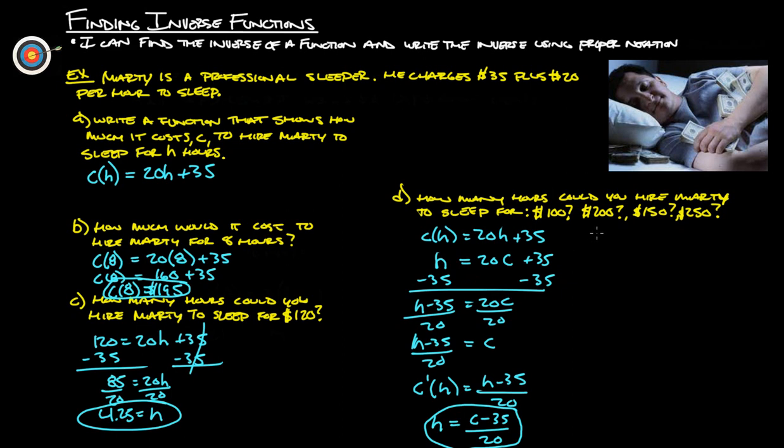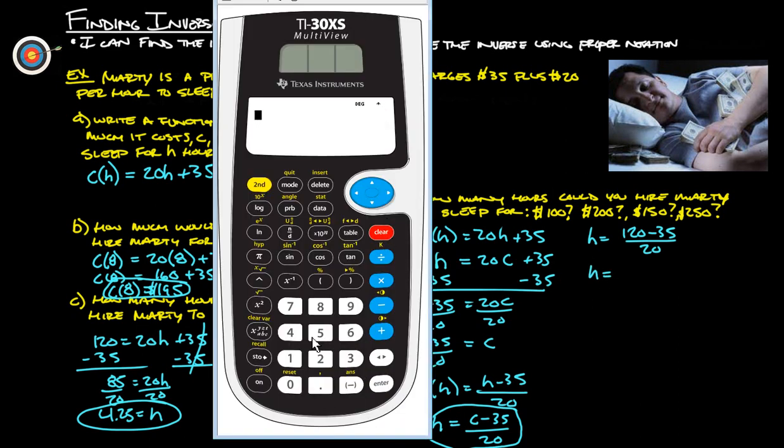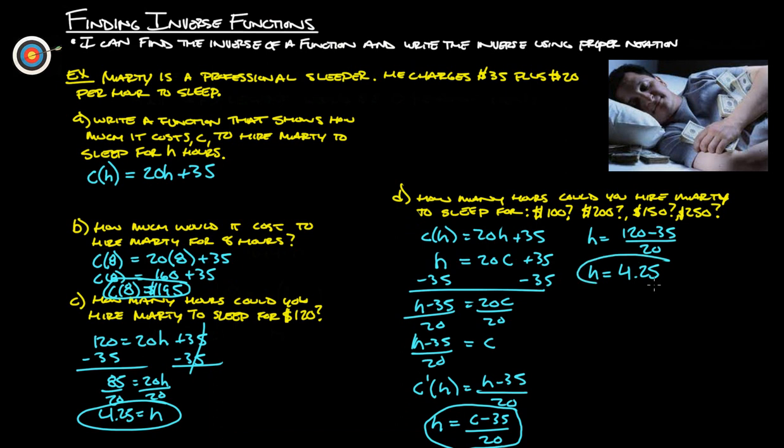So the hours equals, the cost is 120 minus 35 all over 20, right? So if we do that, let's even do a little fraction thing here. This will make it easier for us in the future. 120 minus 35 all divided by 20. And that hopefully gives us 17/4, which is, guess what, 4.25. So we know that that's good.